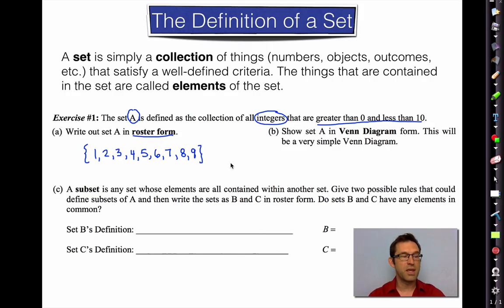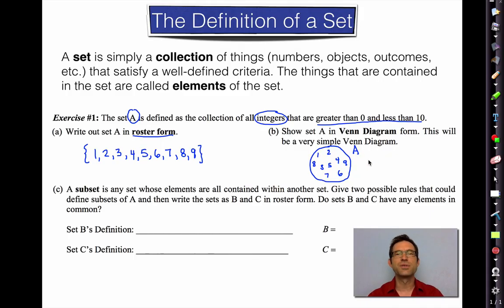All right, letter B says show set A in Venn diagram form. This will be a very simple Venn diagram. A Venn diagram is typically a circle or multiple circles that show the elements of a set. So when I say this is going to be a simple Venn diagram, there it is, right? That's set A.